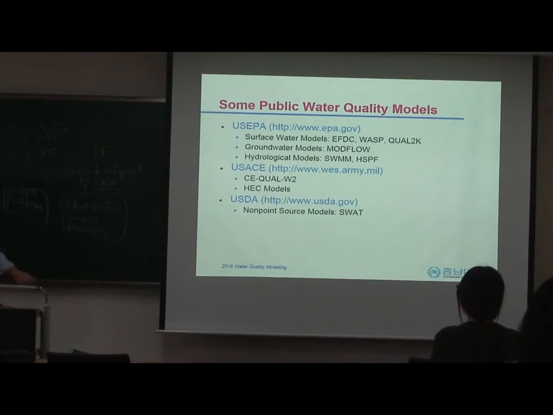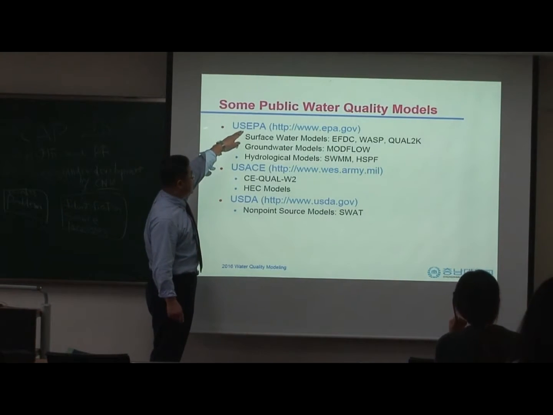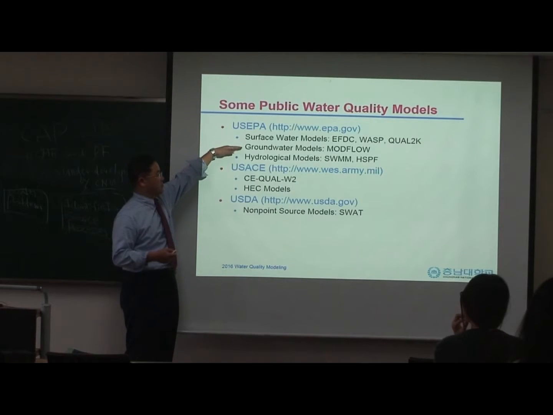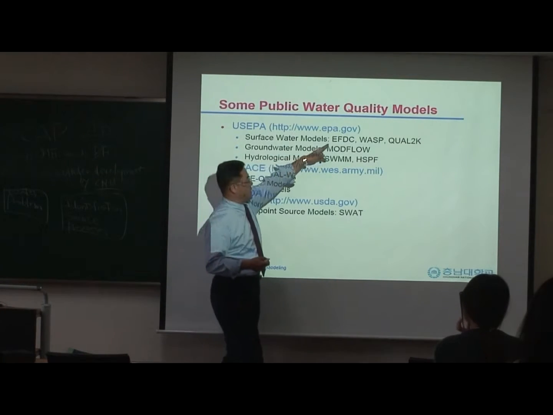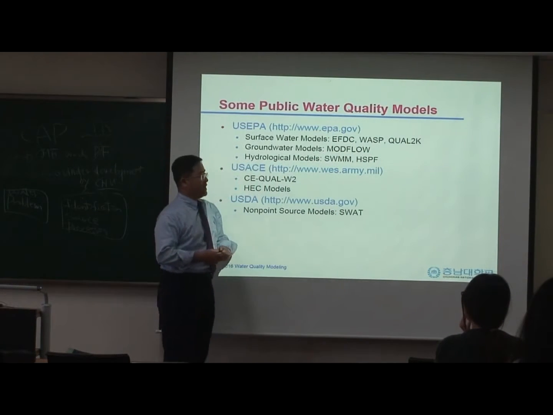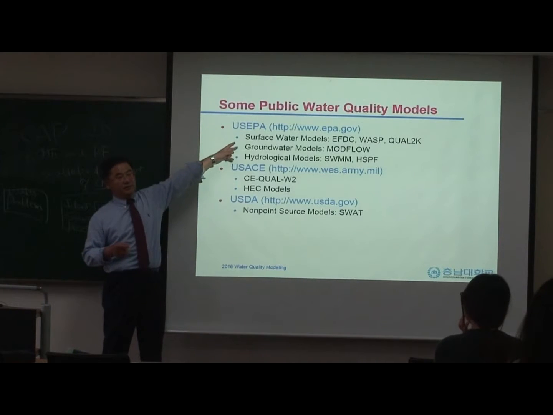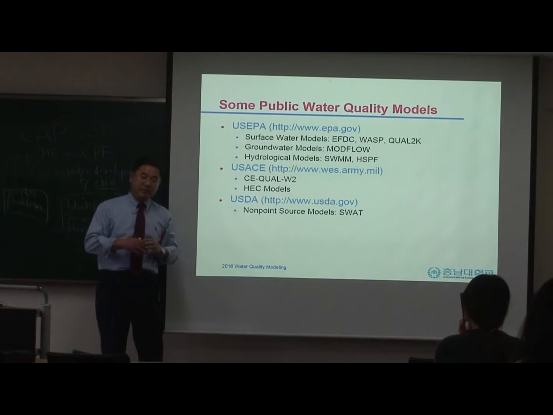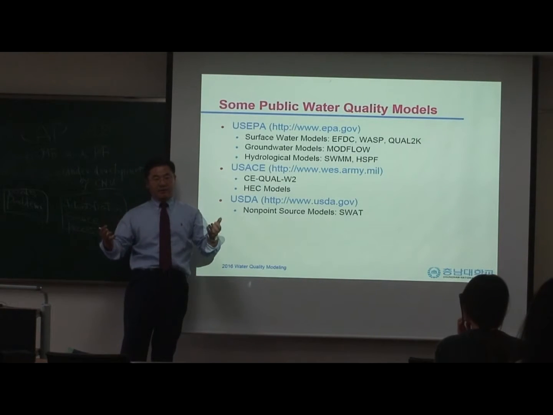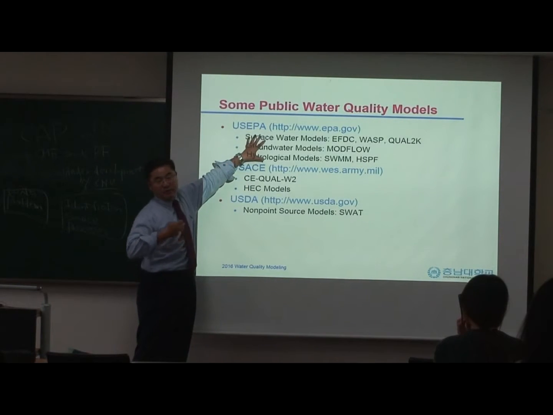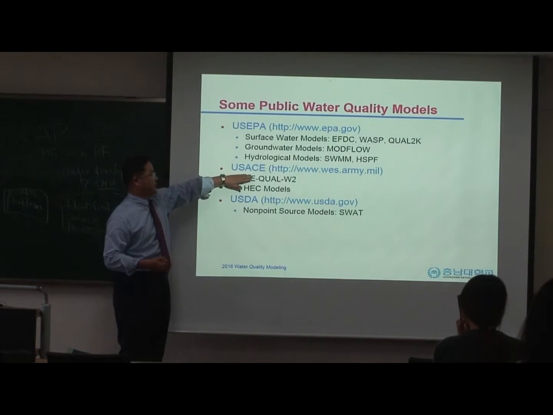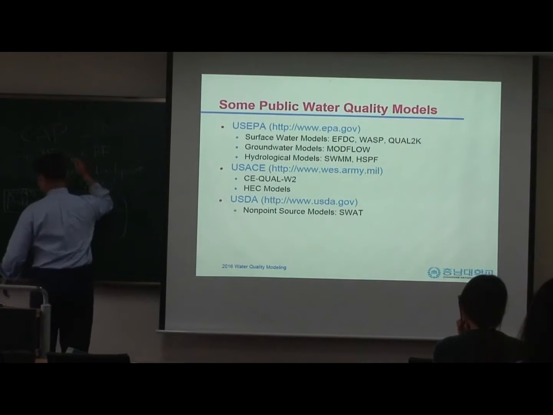So I also thought about that, and the US EPA, Environmental Protection Agency, has actually made a lot of surface water models, groundwater models, and hydrological models, and those are names of models already developed. The best thing about these models is they are free of charge, they cost nothing. Because under U.S. federal law, if they make something out of tax money, it should be given to the public at no cost. I like that idea. And USACE is actually the Army.